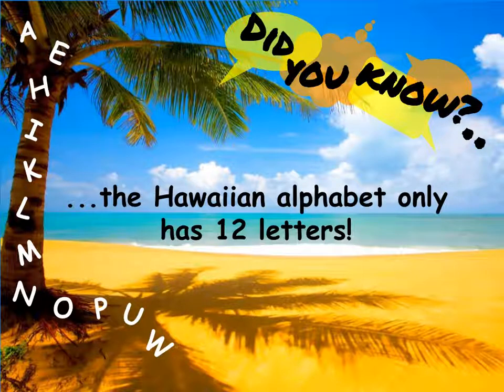But first, here's our fun fact of the day. Did you know that the Hawaiian alphabet only has 12 letters, and they are shown to the left on the palm tree? They are A, E, H, I, K, L, M, N, O, P, U, W. So go on and see if you can find any other words. Let me know. Some of them are really cool, some of them are kind of weird, and some of them are really hard to pronounce.